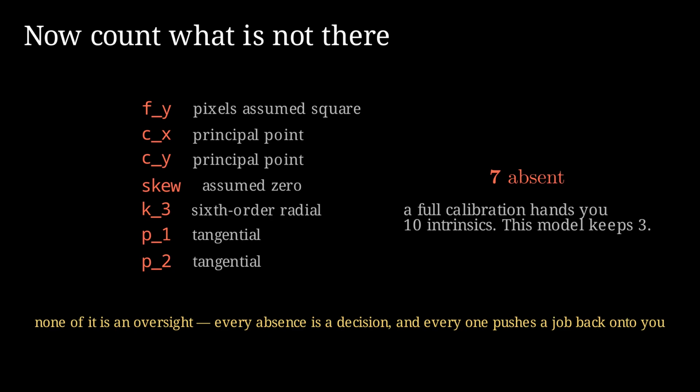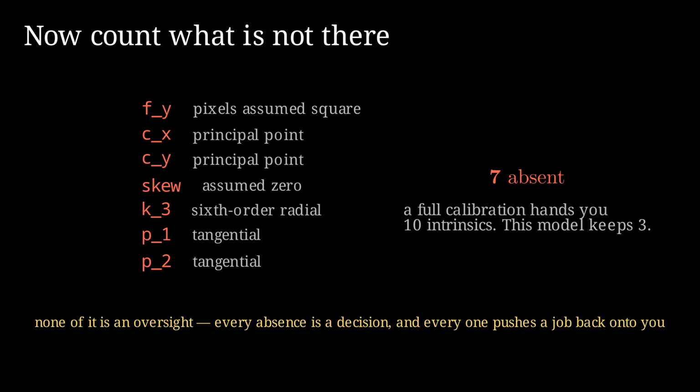And none of that is an oversight. Every absence is a deliberate decision. And every one of them pushes a job back onto you, into the data, before it ever reaches this function. Each one is also a place where a reconstruction can go quietly and catastrophically wrong. And there's a whole video coming on exactly that. For now, notice that the gaps are deliberate.